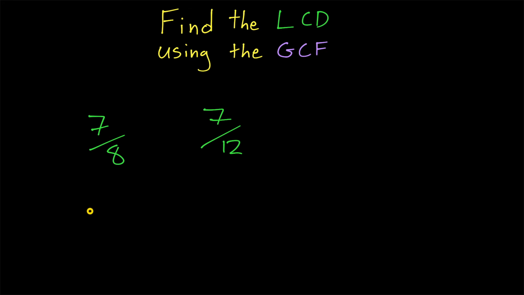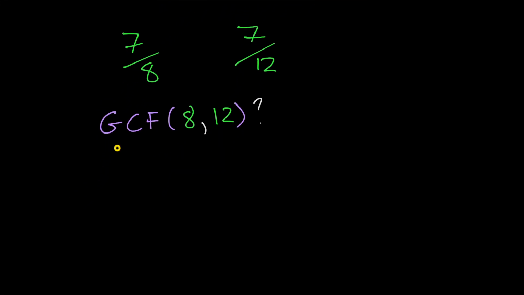Well, you could prime factorize the 8 and the 12 in order to find the lowest common denominator, or alternatively, you could just try to find the greatest common factor for 8 and 12. So what is the greatest common factor for 8 and 12? Well, the easiest way to approach this would be to simply list out all the factors for 8 and all the factors for 12, and then find those that are common.